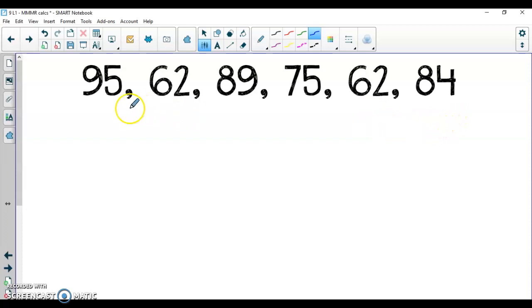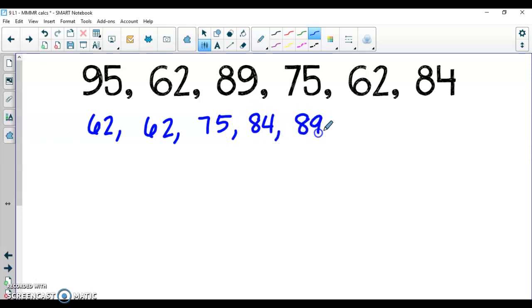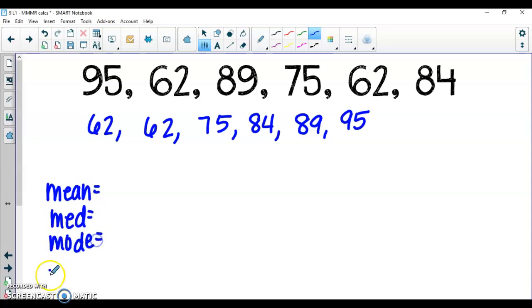Let's go ahead and put these in order. So I'm starting off with 62, another 62, 75, 84, 89, and 95. So I'm going to calculate my mean, my median, my mode, and my range.